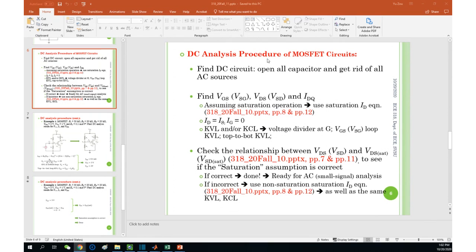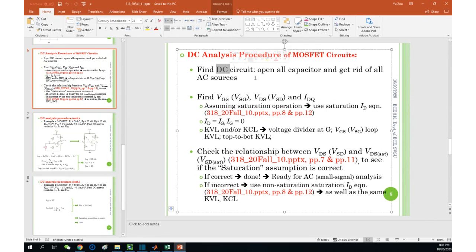for conducting DC analysis for a MOSFET circuit. First of all, we need to find a DC circuit. How to do that? We remove all of the AC sources, and we also need to open all of the capacitors, if any, because we could have some coupling capacitors, and we need to open them to conduct the DC analysis.